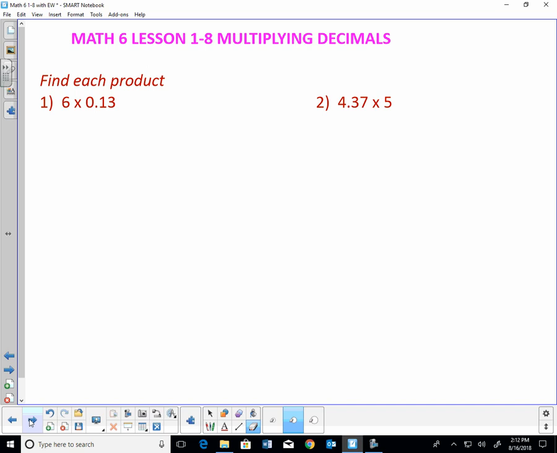Now, there are many ways of multiplying. The one thing you have to remember when multiplying decimals is you do not need to line up the decimal points. In fact, don't line up the decimal points because it will probably confuse you. Do not line up decimal points, because then you're going to end up with a lot of extra zeros you do not need. This is important.